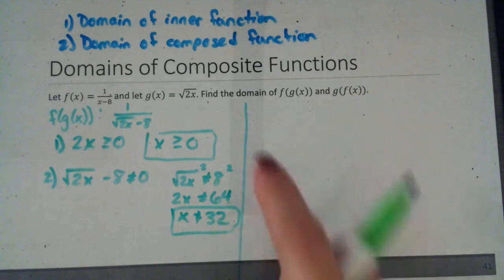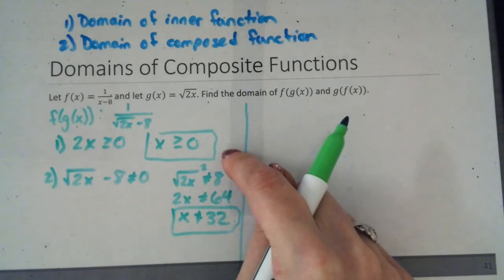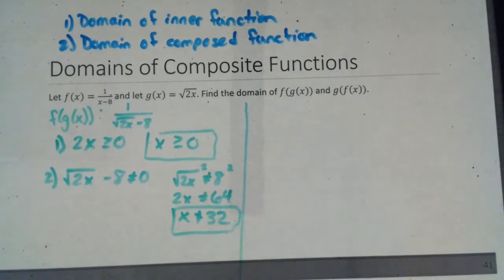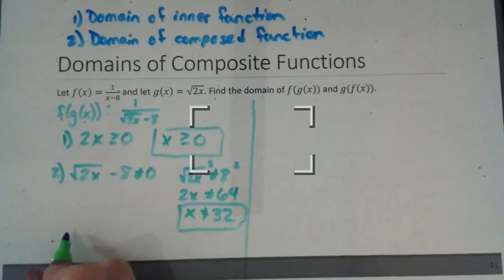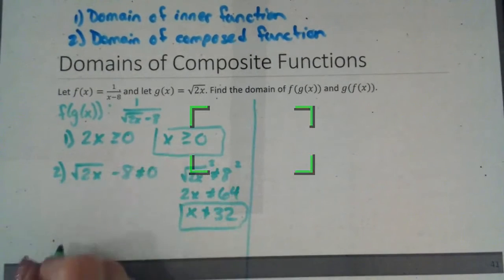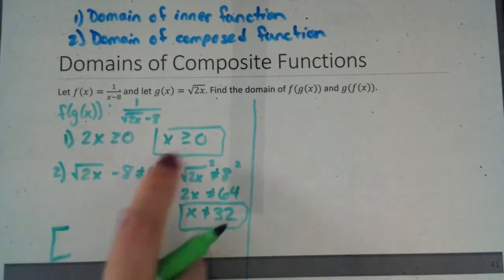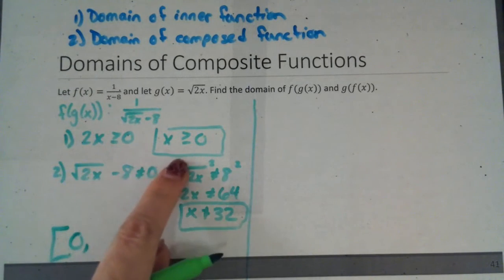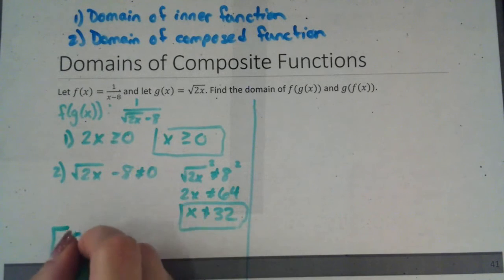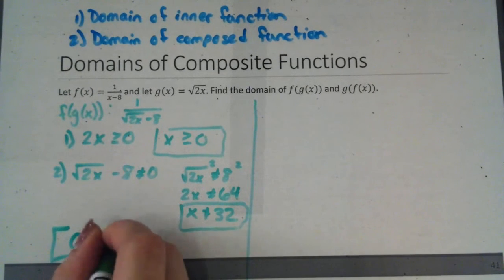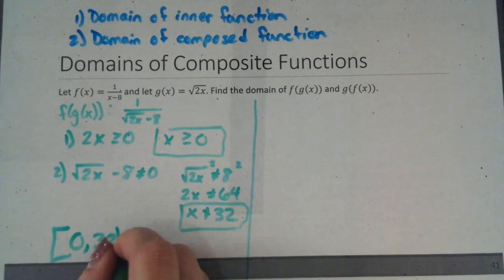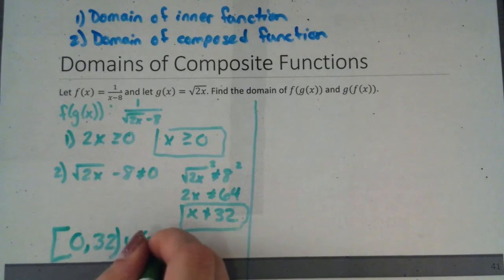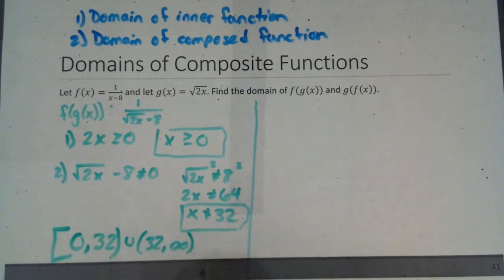So my two restrictions are that x has to be greater than or equal to 0, and x cannot be equal to 32. So when I write this out in interval notation, the lowest I can go is 0, and I get a square bracket on that because x can be equal to 0. I keep going until I hit 32 because x cannot be equal to 32. I don't include that. I union it with 32 to infinity because 32 is the only positive number that I can't have.